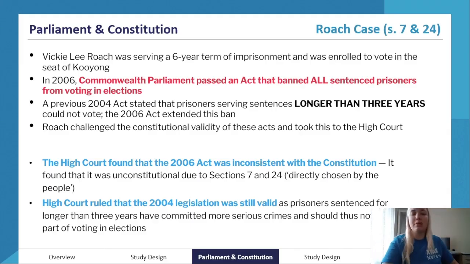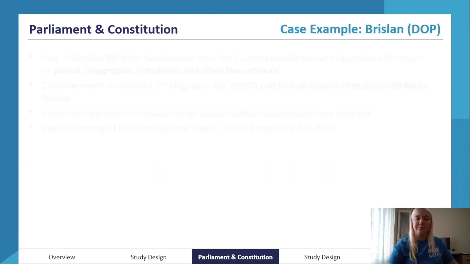So Roche obviously was able to achieve a great thing and empower other prisoners, but Roche was still unable to vote because Roche was serving a 6-year imprisonment term. So in this case, due to the High Court's constitutional interpretation, the powers of the Commonwealth Parliament were actually reduced, and it was clearly decided and shown through this decision that Commonwealth Parliament can't just legislate as they please with regards to taking away people's powers to vote.